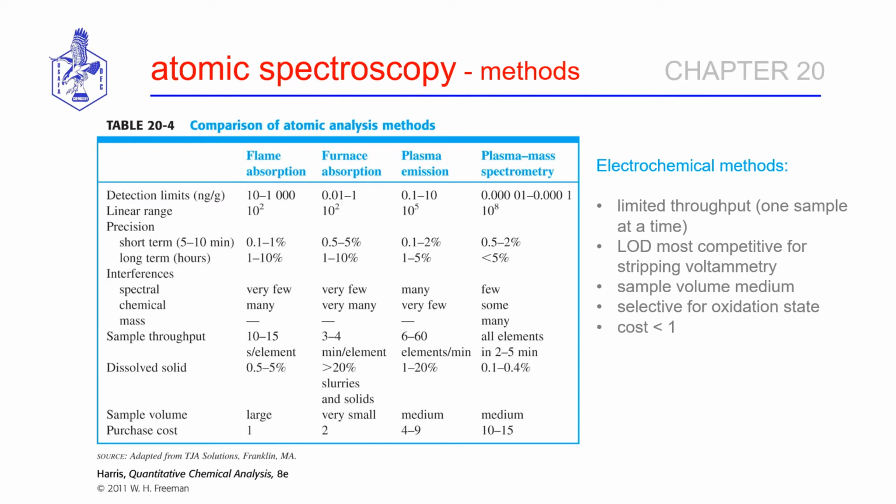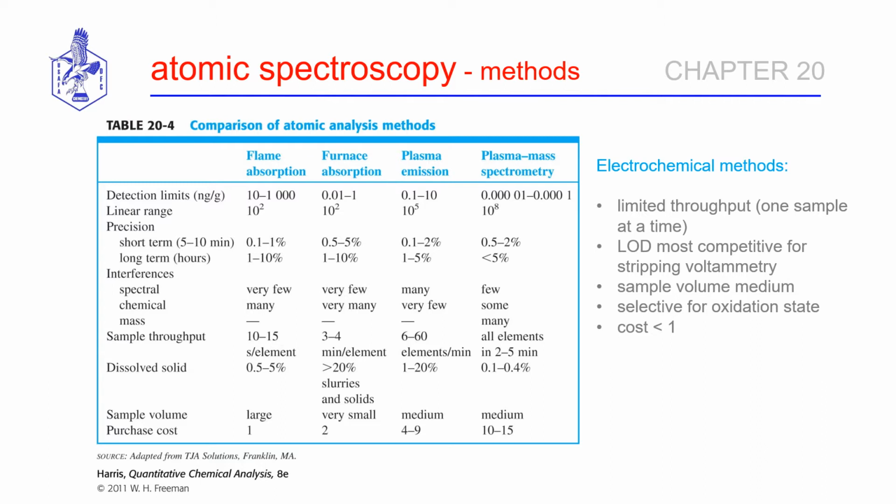I would like to start by doing a comparison of the different atomic spectroscopic methods, how they compare to each other in terms of figures of merit, and also versus the electrochemical methods that we just covered. All of these techniques have the capability of giving us information about what particular element is present and at what concentration in the sample. So we call these our elemental methods of analysis.